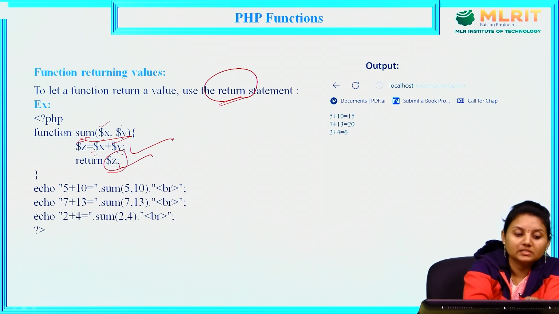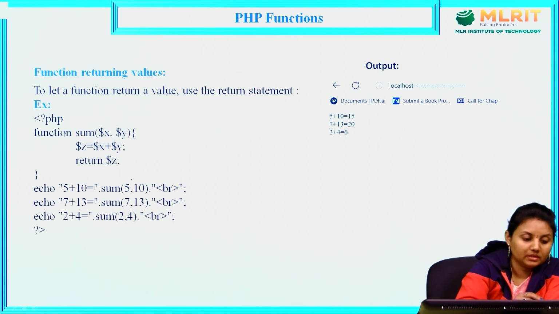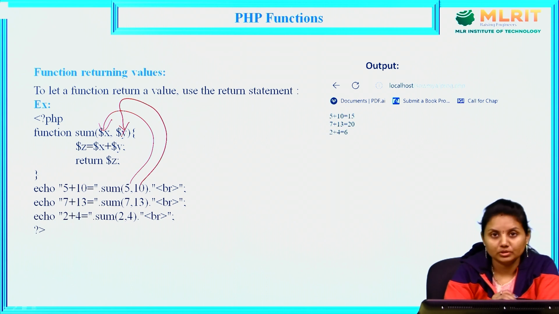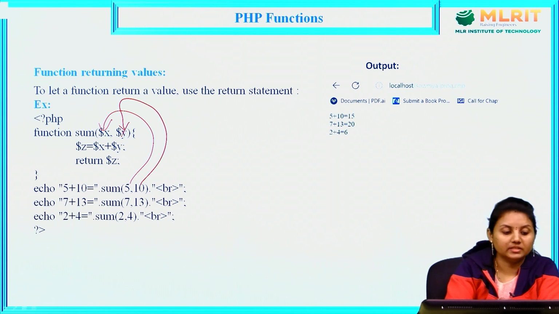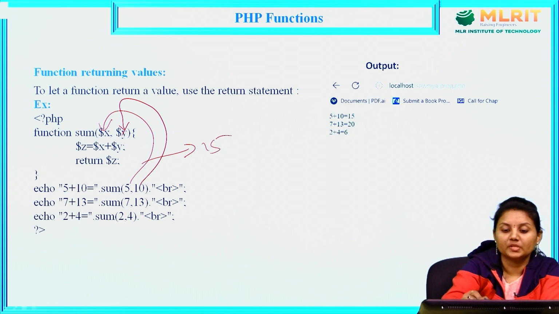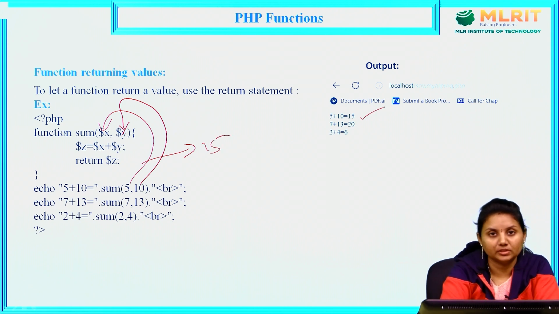But where you are passing what is $x, $y is when you're calling the function. So you're echoing, you're calling the function here. What is the name of the function? Sum. So you're calling sum with the two parameters. $x equals 5, $y equals 10. So this 5 is going here and this 10 is going here. Those two are assigned and $z will print what? 15. So that is the output of the first function call.